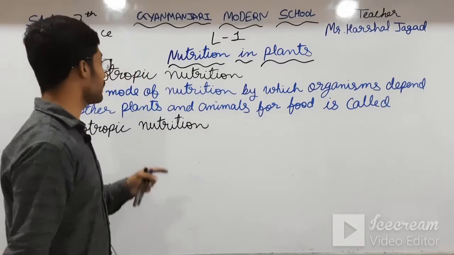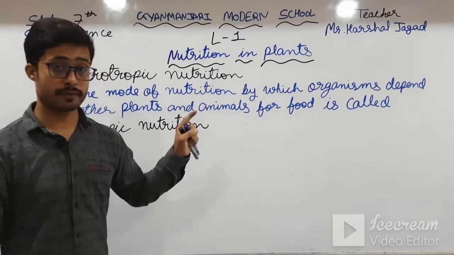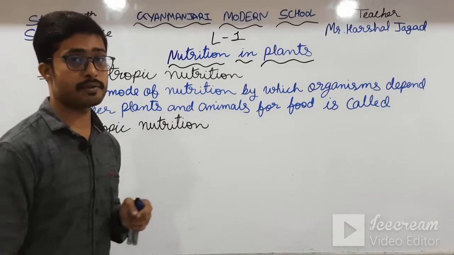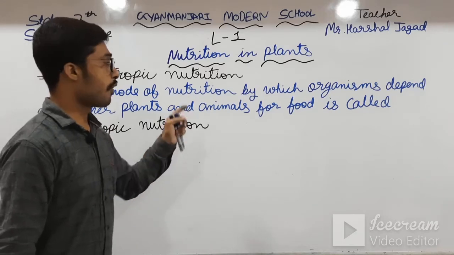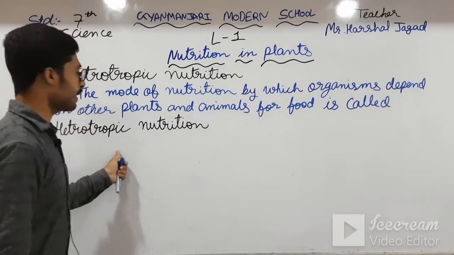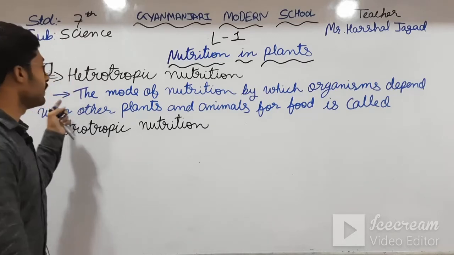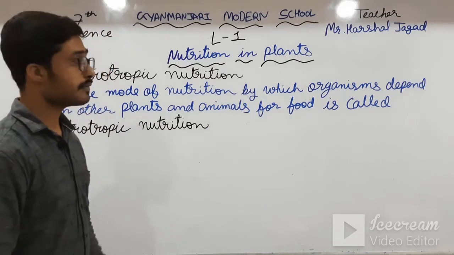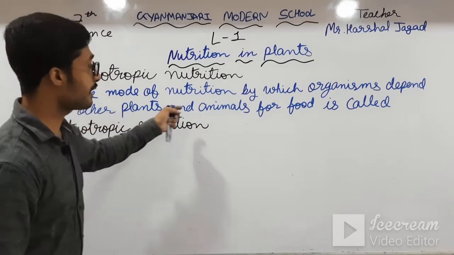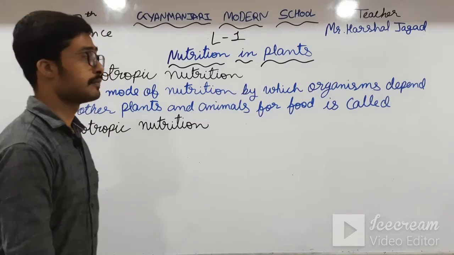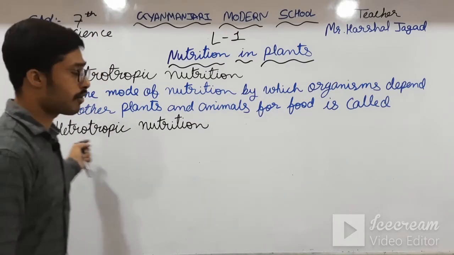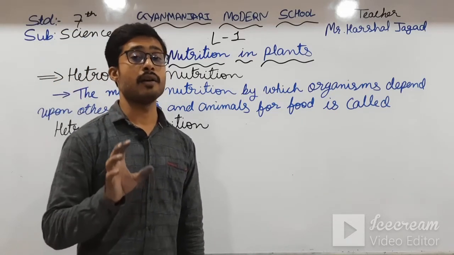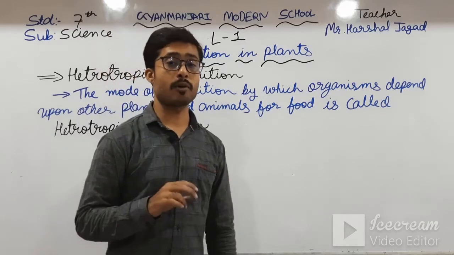Now repeat with me students. The mode of nutrition by which organisms depend upon other plants and animals for food is called heterotrophic nutrition. Again, the mode of nutrition by which organisms depend upon other plants and animals for food is called heterotrophic nutrition.